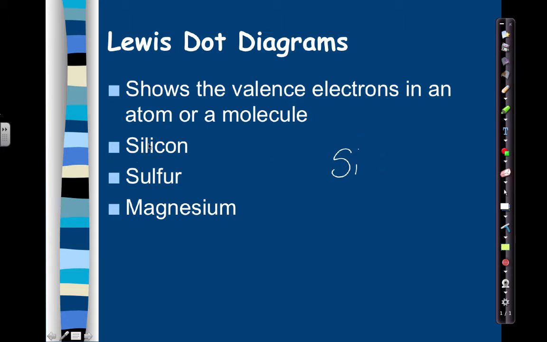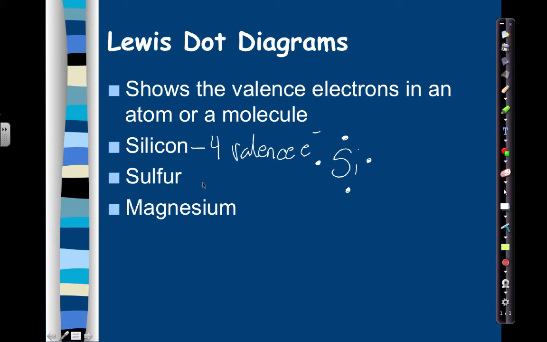So silicon has 4 valence electrons. It's in group 4A. All right, so I'm going to place 4 dots around the silicon. So I'm going to place one here, one here, one here, and one here. So this is a Lewis dot diagram of a silicon atom. It shows the 4 valence electrons around it. And typically, you're just going to put 1 electron at a time, or 1 dot at a time.